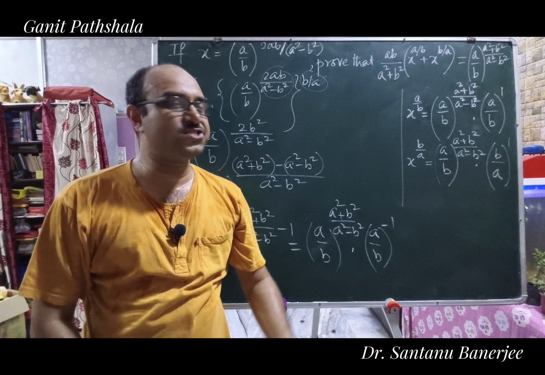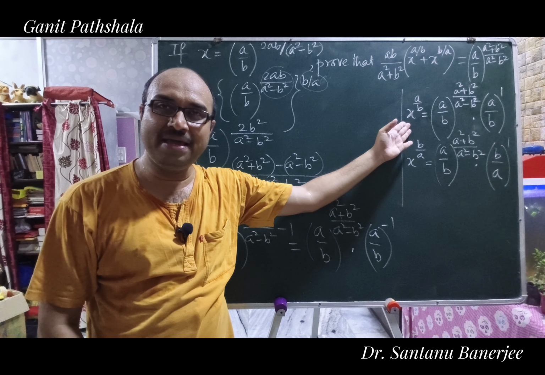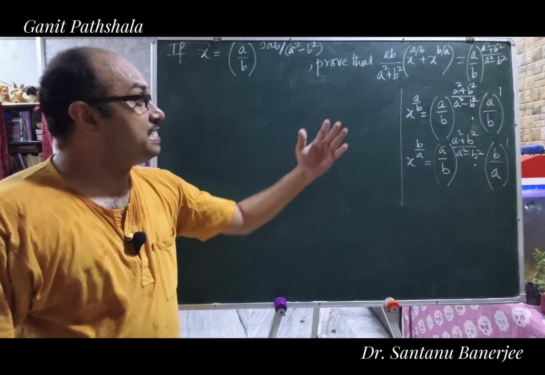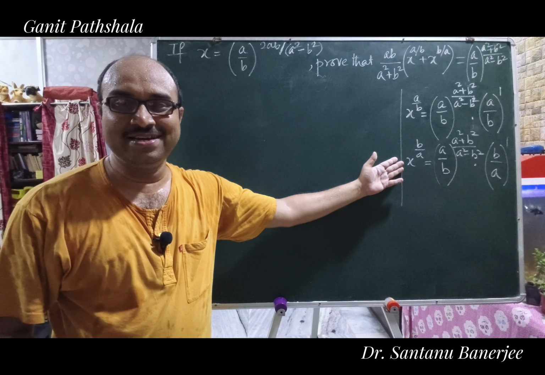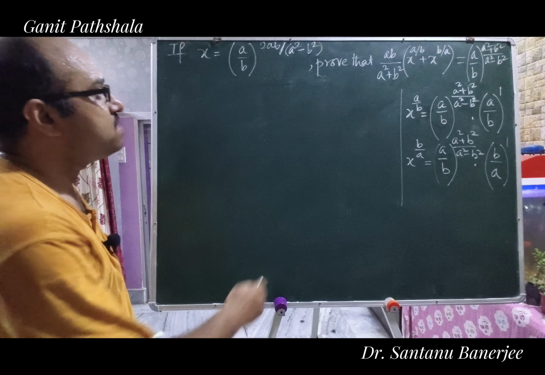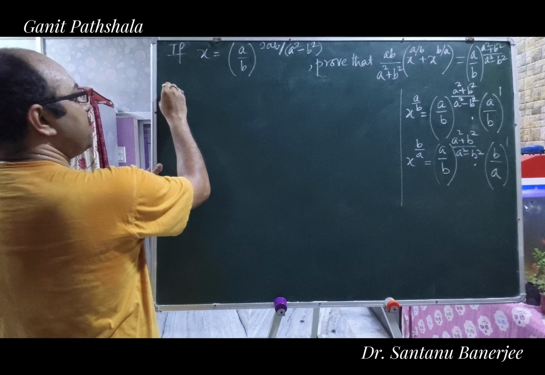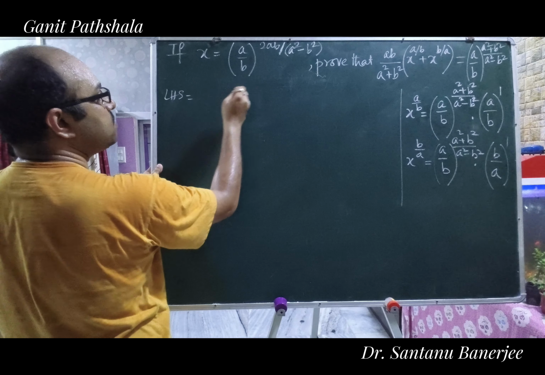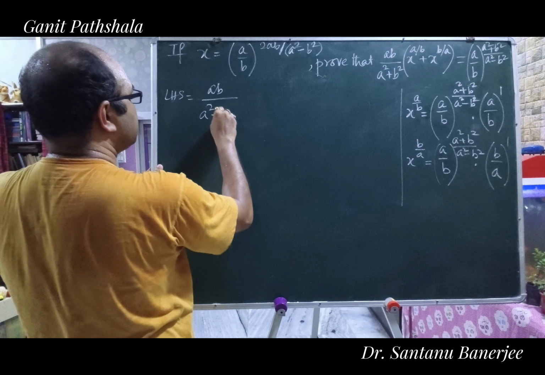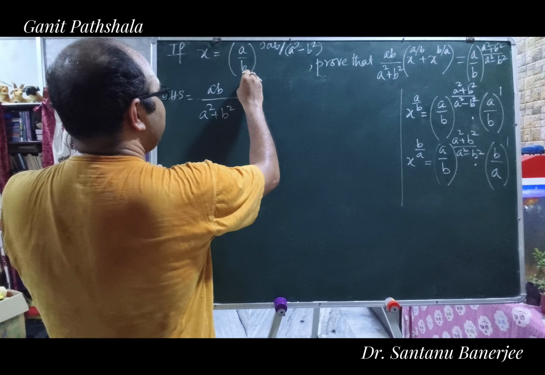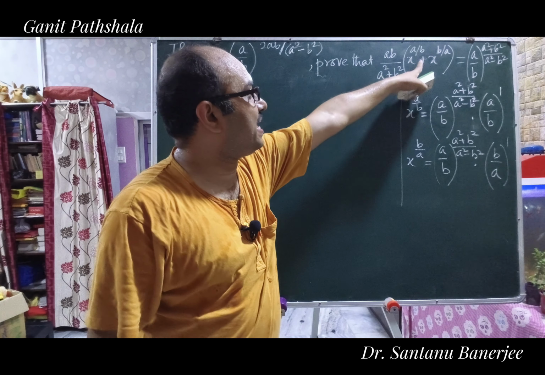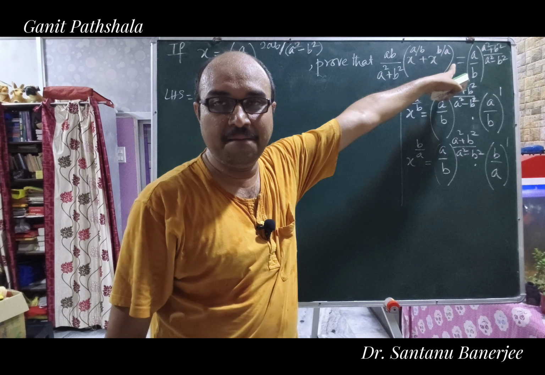So these are the two expressions of x to the power a by b and x to the power b by a. Now let us use these two obtained expressions on the left hand side of the given equality. See, LHS, what do you have? LHS equal to ab by a square plus b square into x to the power a by b plus x to the power b by a.